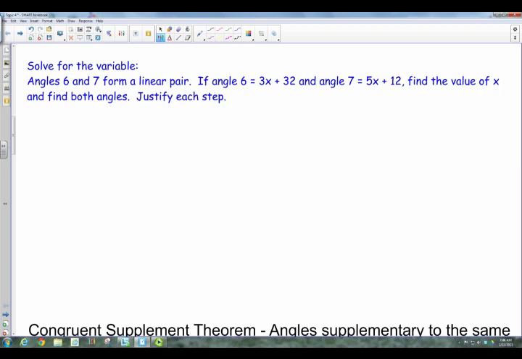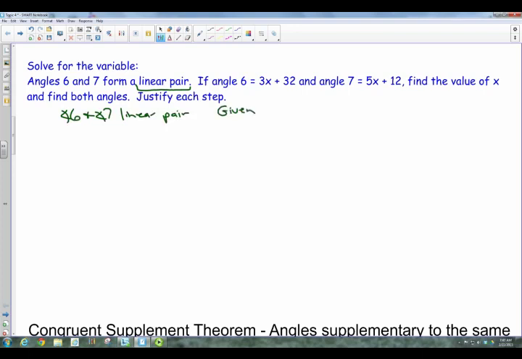So angles 6 and 7 form a linear pair. Keywords there are linear pair. If angle 6 equals 3x plus 32, angle 7 equals 5x plus 12, find the value of x and find both angles. Alright, so if you think of what you have, and it asks you to justify. So we have angle 6 and angle 7 are a linear pair. And basically justification there would be given.